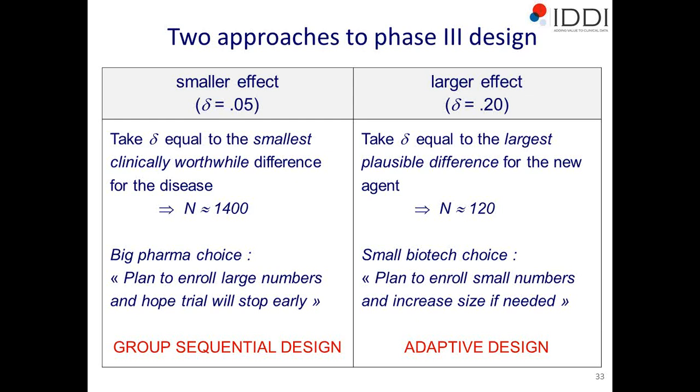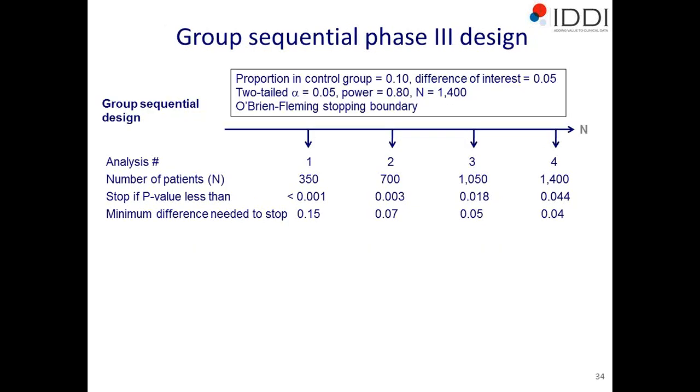Whereas it's fair to say again that small biotechs, being more limited in their budgets, have to settle very often for smaller trials. They'd be looking at a major effect of their new drug and hope that they will see an effect in the small sample size and be able to adaptively increase the sample size to reach a larger sample size and have a convincing result.